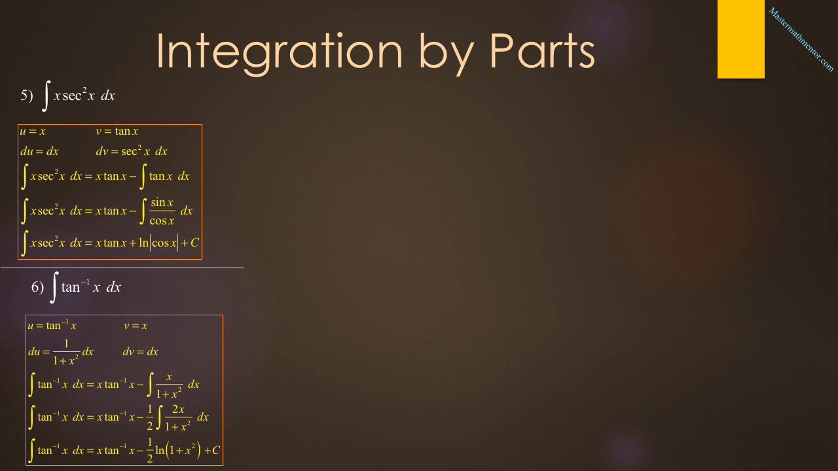This integral can be done by u substitution, letting u equal 1 plus x squared, and du is equal to 2x dx. We can pull off this integration and get 1/2 the integral of 2x over 1 plus x squared dx, and therefore our final answer is x inverse tangent of x minus 1/2 the natural log of 1 plus x squared plus c.